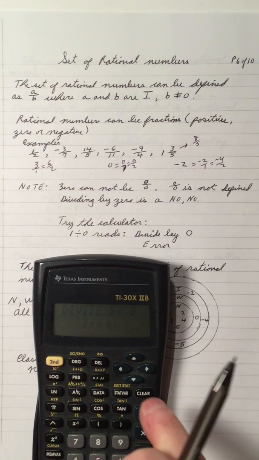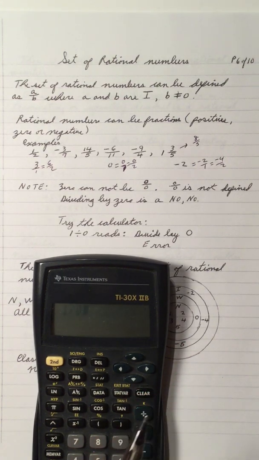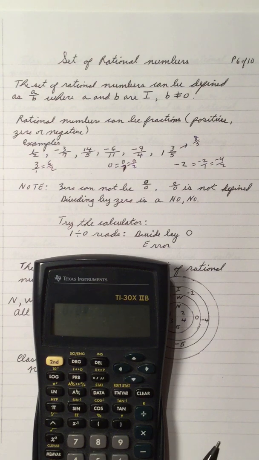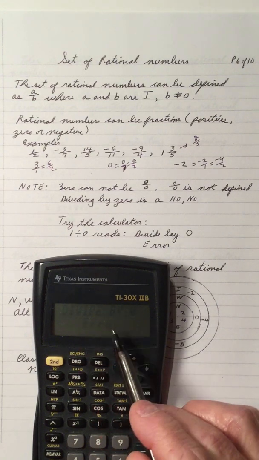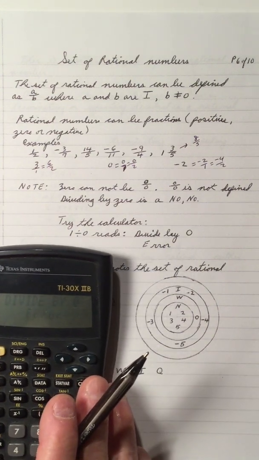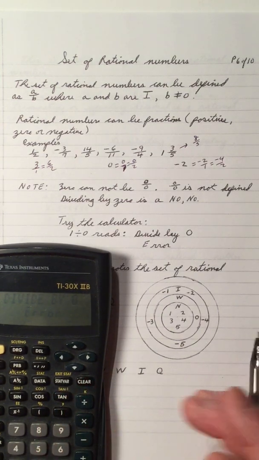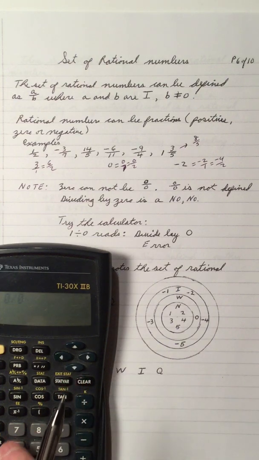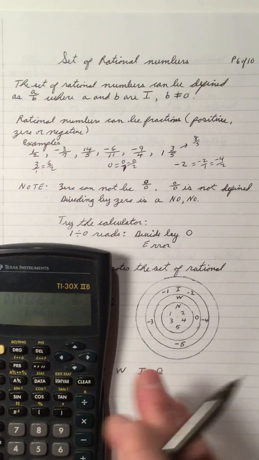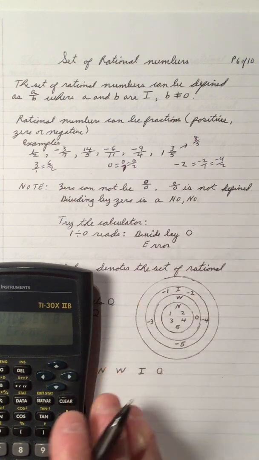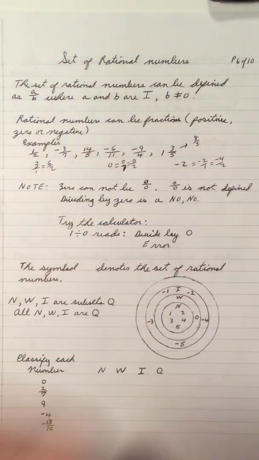Let's look at that now. So 0 divided by 0 is an error. So you can't have 0/0 because the 0 is in the bottom. Cannot have 0 in the bottom of a fraction. And if I say 1 divided by 0, again you can see that we will get an error. So division by 0 is a no-no.